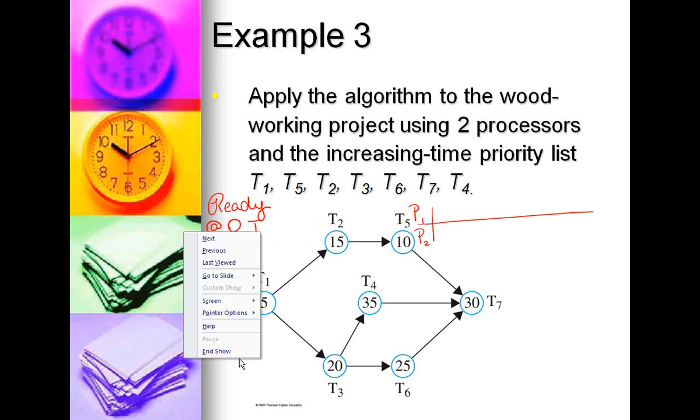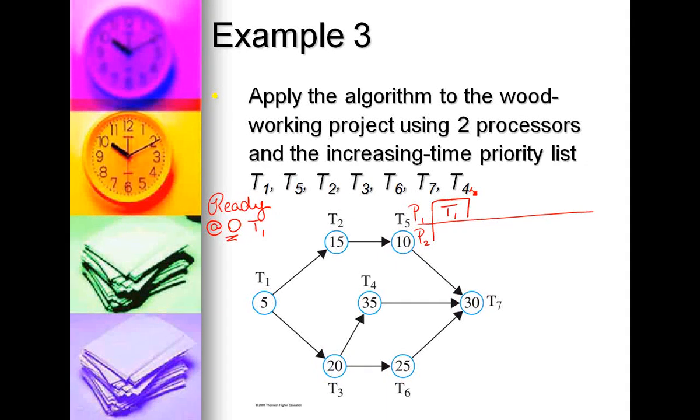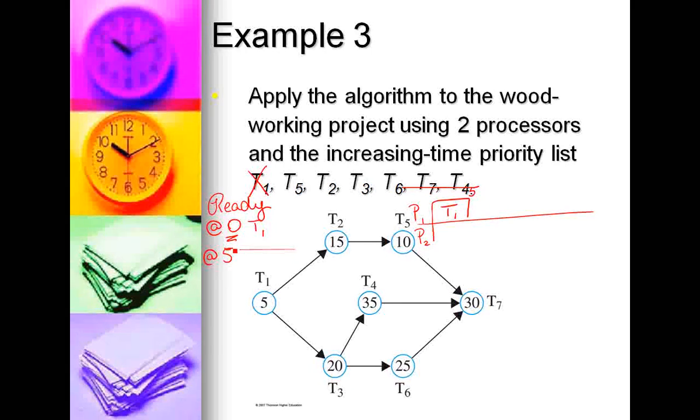Well, where do we put T1? We put T1, which is the highest priority ready task, in the lowest numbered processor. So we put it in P1. We write T1 in P1, it has a length of 5, so it goes from 0 to 5. So that's off the priority list. Now we don't have anything else that's ready at 0. So the next time something will be ready is at this 5-minute time slot.